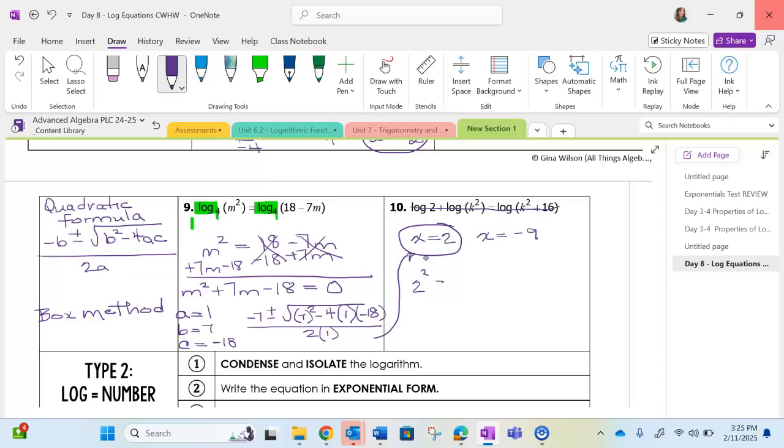So 2 squared is 4. That's positive. Negative 9 squared is 81. That's positive. So they both are good answers. Okay, now if you went back here and you put it in 18 minus 7 times 2 is 18 minus 14. It gives you 4, positive answer. Same thing with negative 9. It also gives you a positive answer. So both of these work. Check them off the box. All right, I'm moving on to the second part.